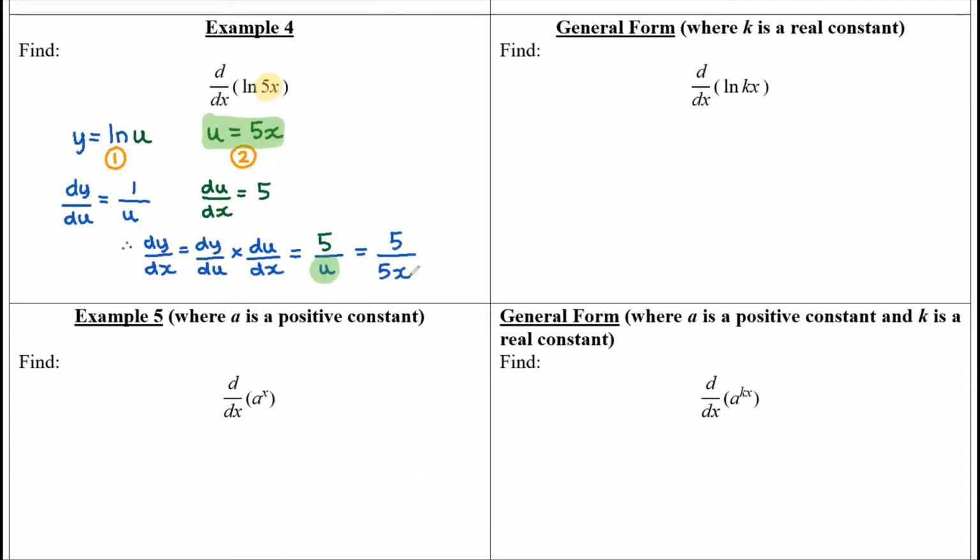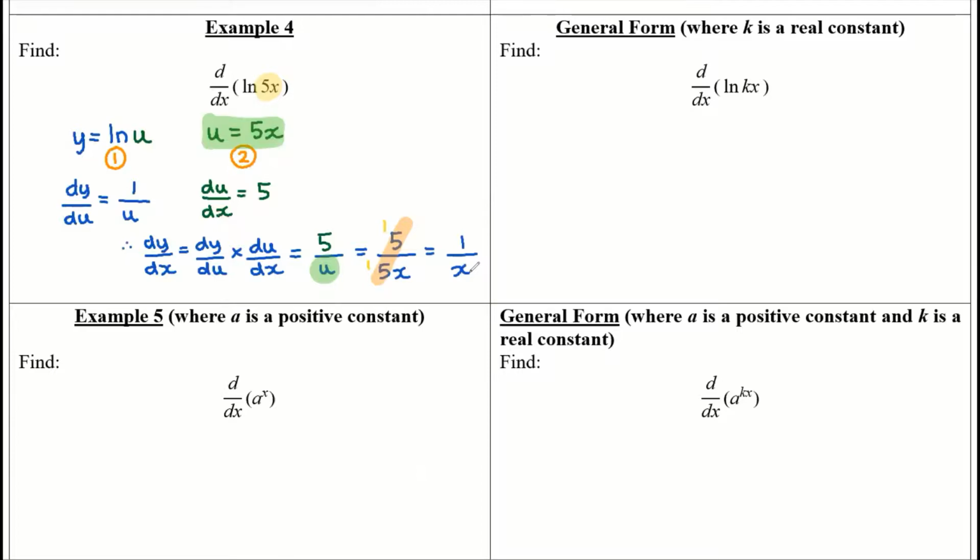Now notice what happens here. This is why we've got to be careful. We get the 5s, which will cancel out. So they will reduce down to 1 over 1, isn't it? So we get the 1 over x back. What's quite interesting about the natural log is that even if you have a coefficient multiplying the x, it doesn't matter. You still get 1 over x as the gradient function.